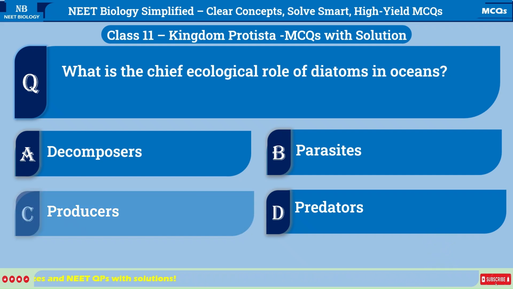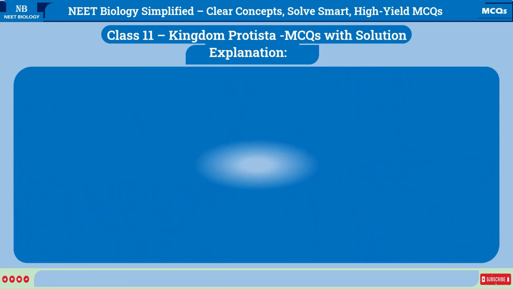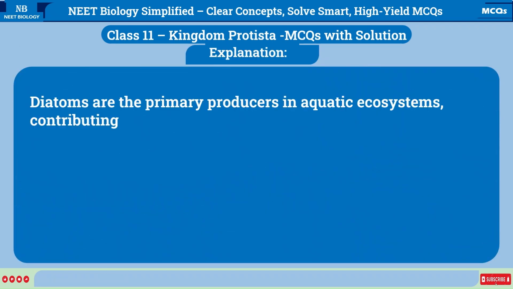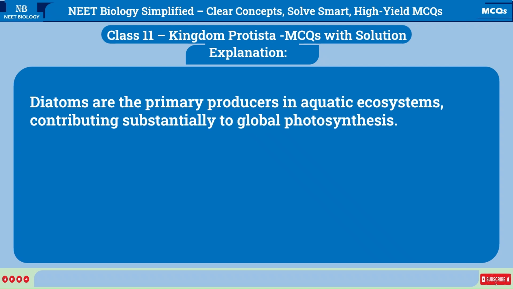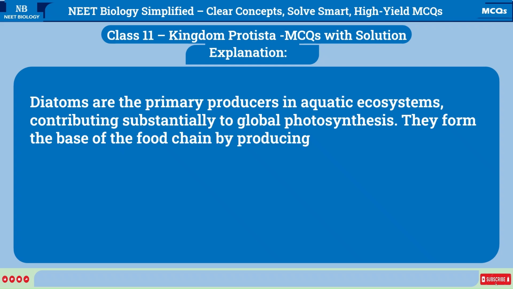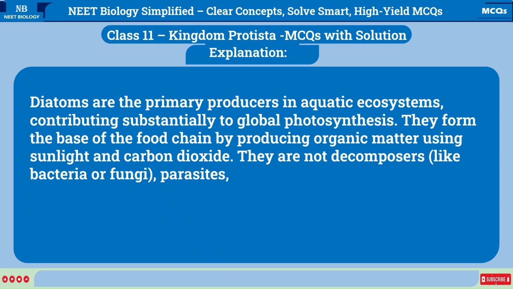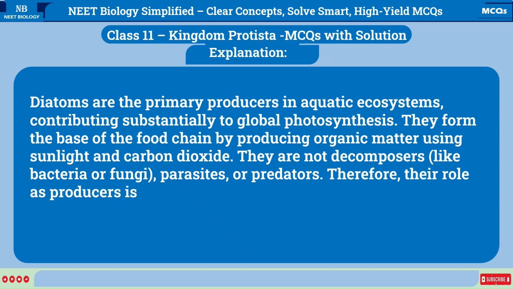Correct answer is C. Producers. Explanation: Diatoms are the primary producers in aquatic ecosystems, contributing substantially to global photosynthesis. They form the base of the food chain by producing organic matter using sunlight and carbon dioxide. They are not decomposers, like bacteria or fungi, parasites, or predators. Therefore, their role as producers is the most significant.